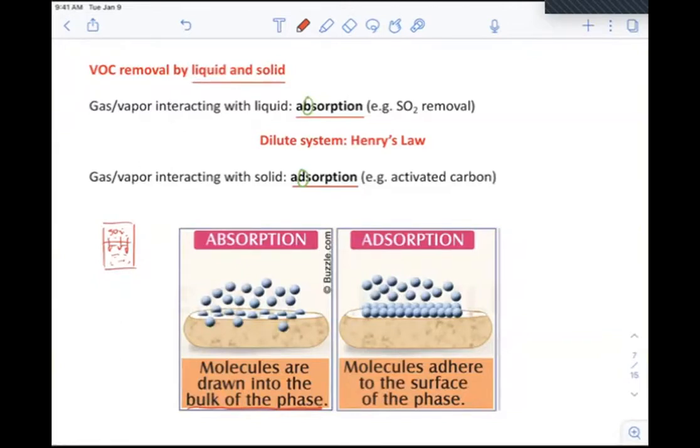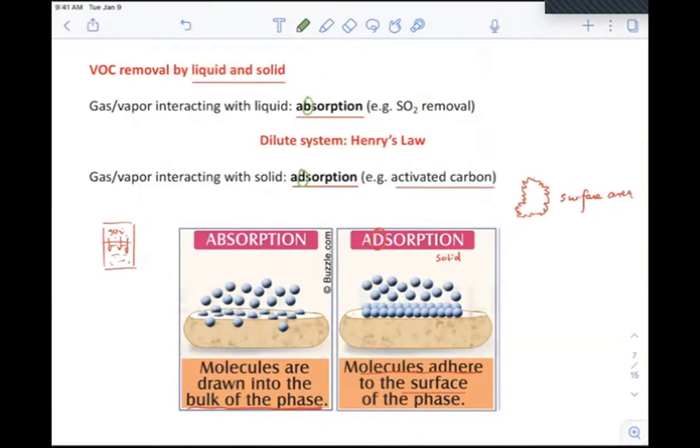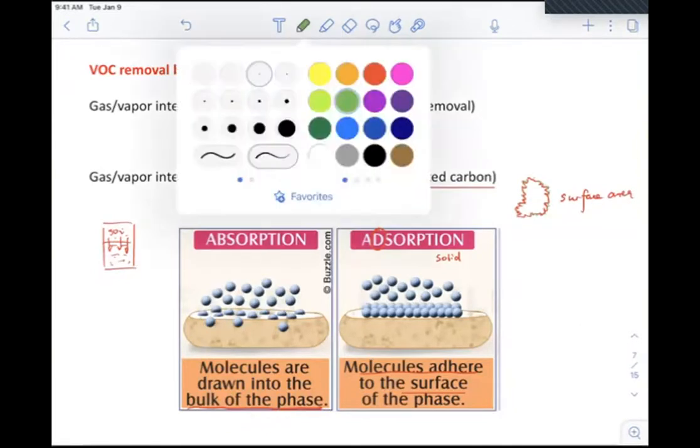In terms of adsorption, what's occurring is that the molecules are just adhering to the surface of the phase. This is more general when we're talking about solids, where we're trying to remove some vapors with a solid. One perfect example is activated carbon. I think I talked a little bit in the NOx control that we can introduce activated carbon into the system. Activated carbon has a very rough surface, which means it has a very high surface area. If it has a high surface area, then more of the molecules can attach to the surface of this solid. In this way, you can remove the VOCs from the gas phase.